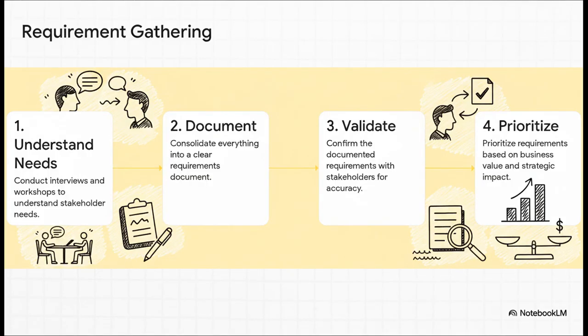So how do you actually get that blueprint built? Well, it's not just guesswork. It's a really clear 4-step process. You start by just talking to people. You run workshops, you do interviews, and you really dig in to understand what their problems are. Then you write it all down, clearly. But here's the key part. You take that document back to them to make sure you got it right. And finally, you have to prioritize. Look, you can't do everything at once, right? So you have to figure out what's going to deliver the most bang for the buck and start there.